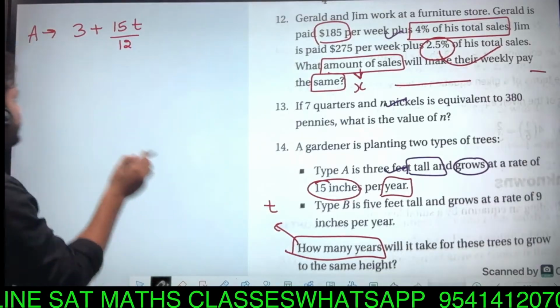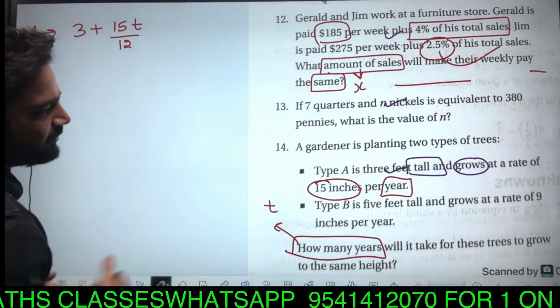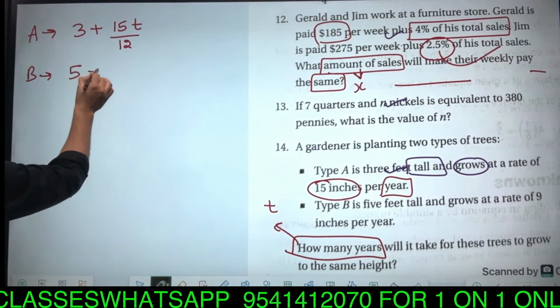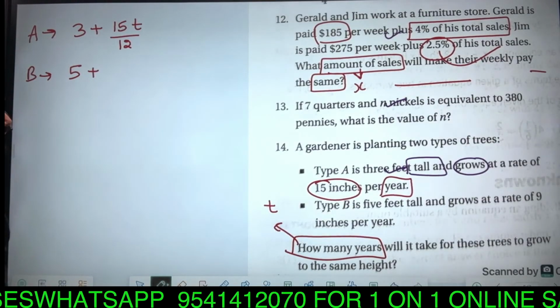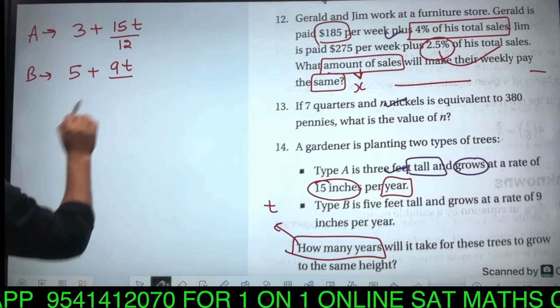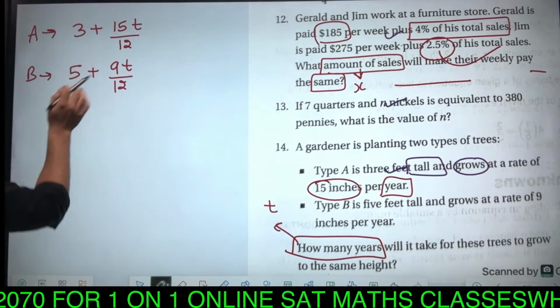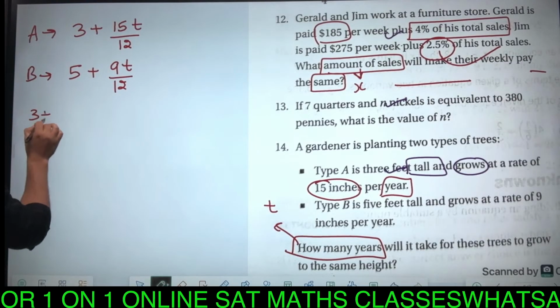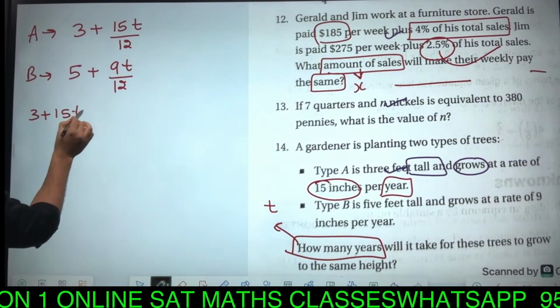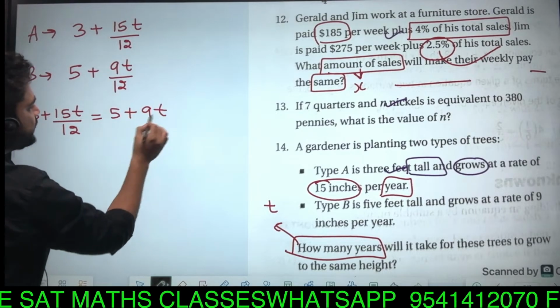Okay, now type B. What is B saying? Type B is 5 feet tall, so we'll write 5 here plus, and it is growing at a rate of 9 inches per year, so we have to multiply 9 with t and divide by 12 to convert it into feet. Now they are saying make both of them equal. 3 plus 15t by 12 is equal to 5 plus 9t by 12.